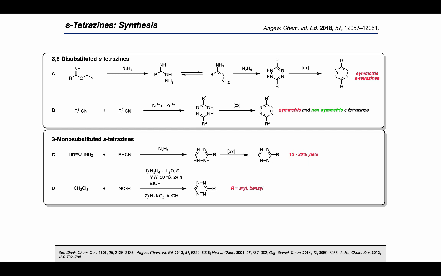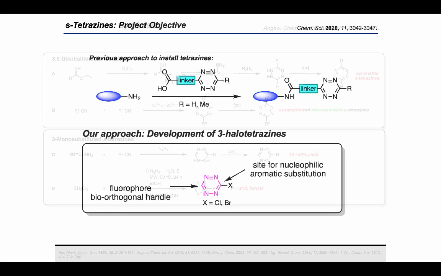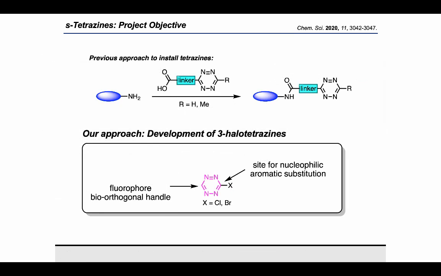We started our tetrazine research campaign when we were looking into the literature and found that there's only one general method to install tetrazines in larger molecules, for example biomolecules. This method utilized an amine present in the biomolecule and a carboxylic acid-derived tetrazine containing a linker unit. This method displays several drawbacks.